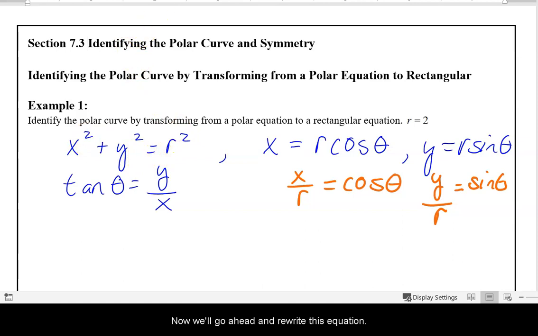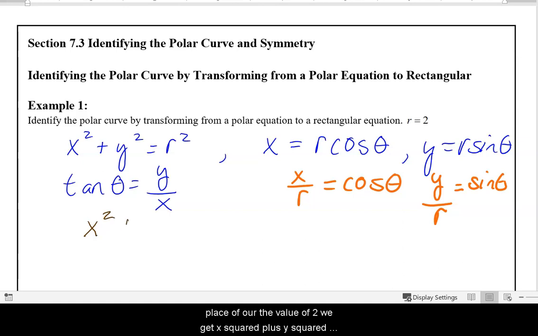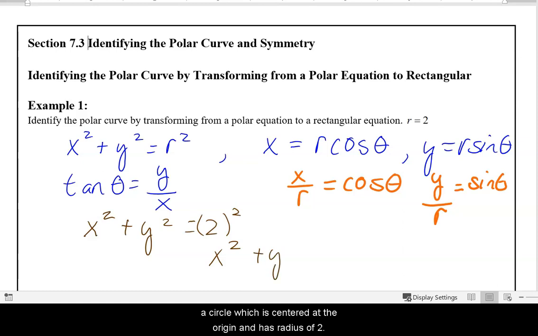Now we'll go ahead and rewrite this equation. If we rewrite the equation using that and substituting in place of r the value of 2, we get x squared plus y squared equals 2 squared, which of course is just the equation for a circle which is centered at the origin and has radius of 2. That is, in fact, what this one is.